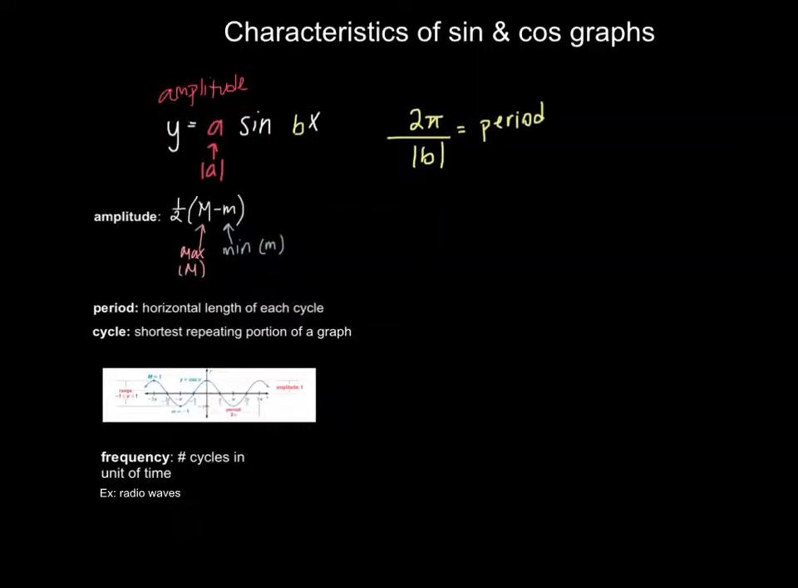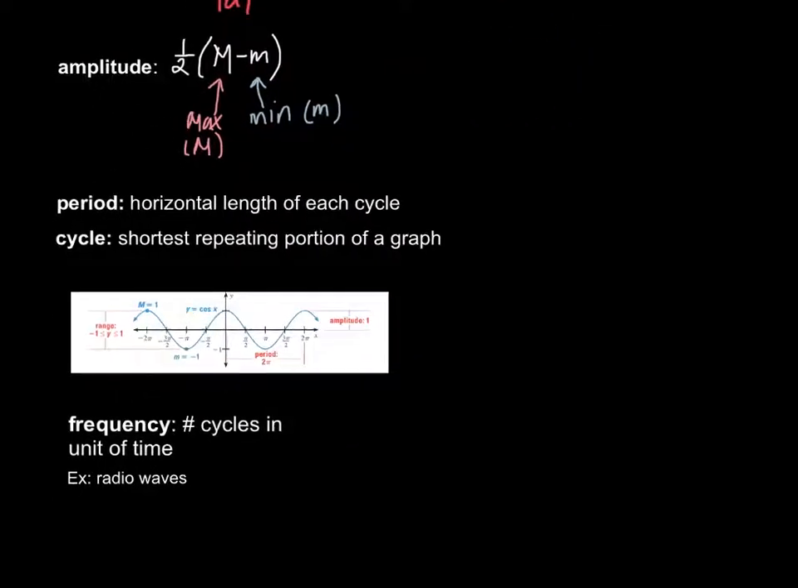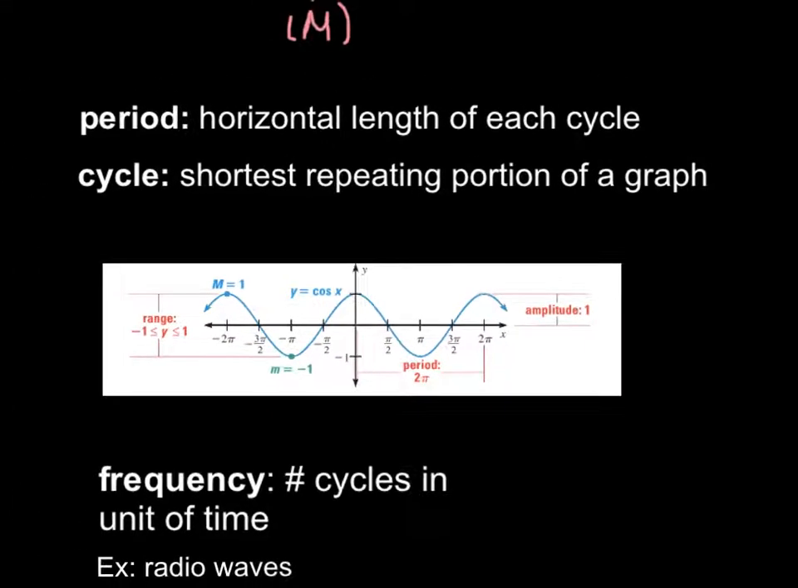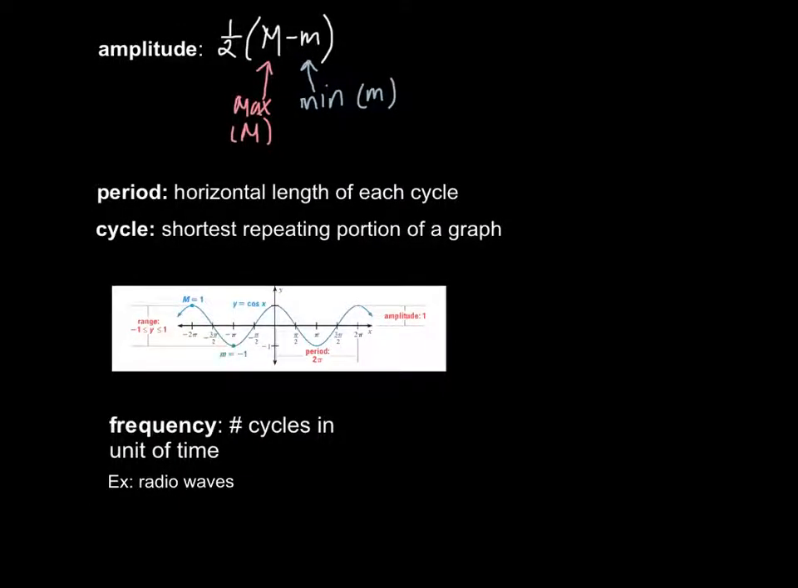So first, let's just talk about characteristics of sine and cosine graphs, and we group these together because they have basically the same form of graph, in which we have, as I said, a wave-like pattern. So I'm just using y equals cosine x here. But once again, our amplitude is half the distance between M and m, with the uppercase being the maximum and the lowercase being the minimum.